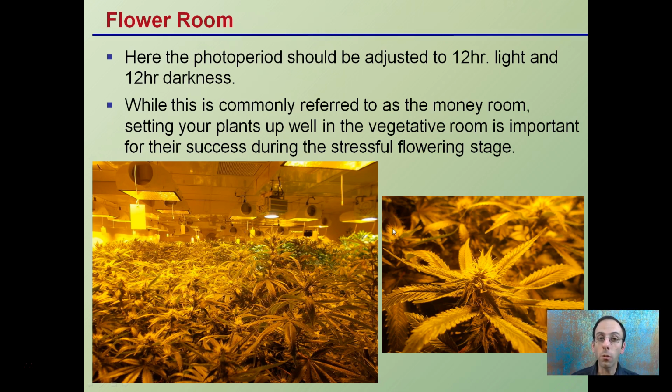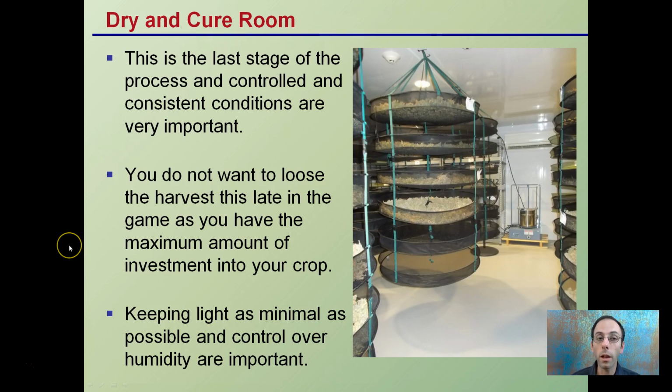The flower room, here the photoperiod should be adjusted to 12 hours of light and 12 hours of darkness. While this is commonly referred to as the money room, setting up your plants well in the vegetative room is important for their success during this stressful flowering stage. So I know these have that yellow look to them, because they're running high pressure sodium lights. This is, again, often referred to as the money room, even though really setting those plants up in the vegetative room is very important to allow them to perform well when they go into the flowering stage of development.